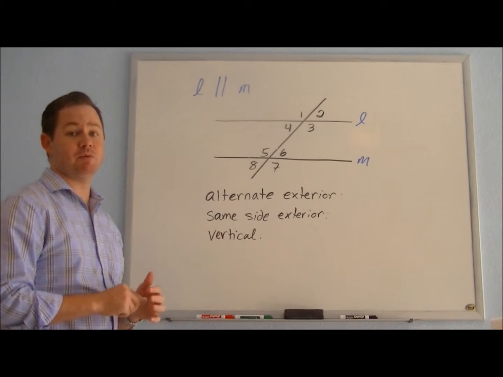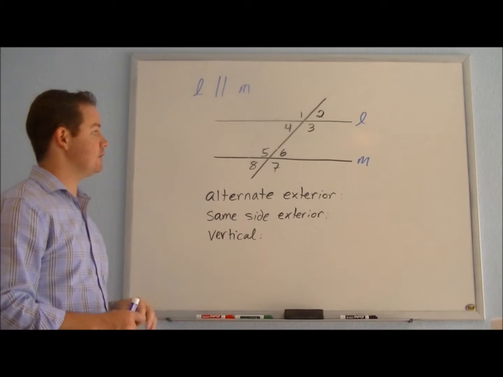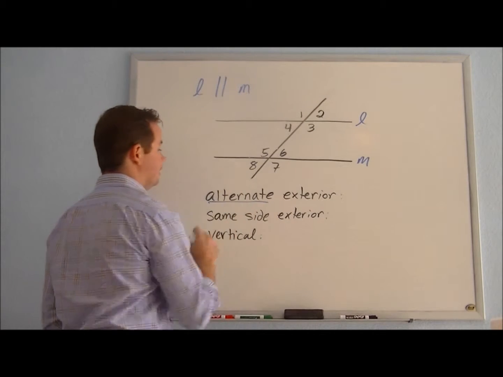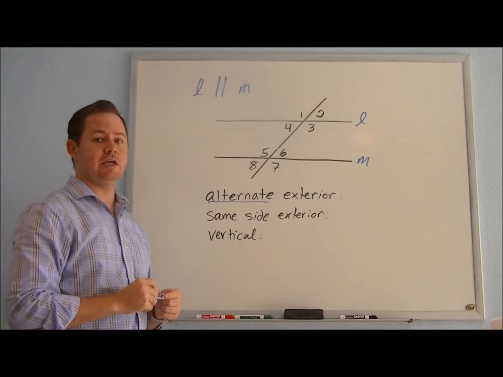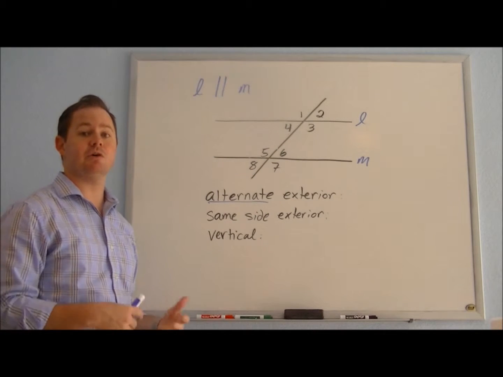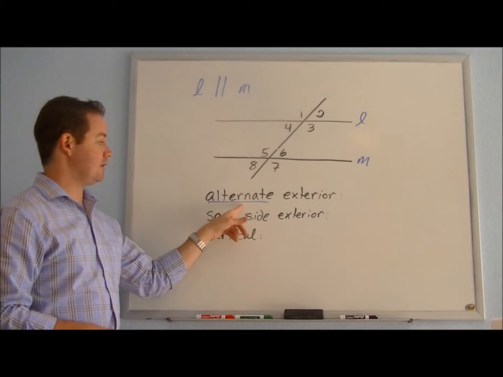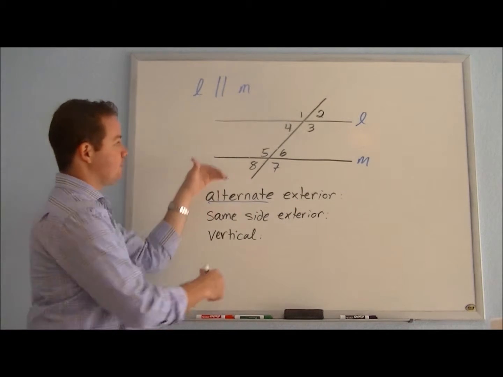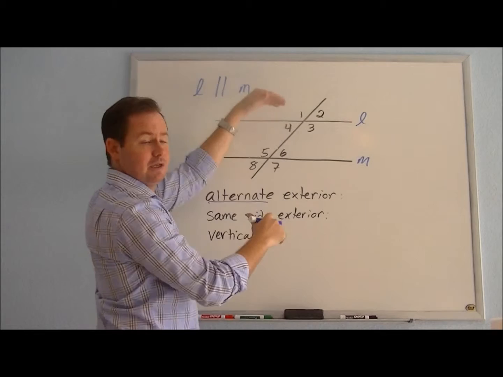If we remember from our previous lesson, with alternate interior angles, we're looking at angles that are on the alternate side of the transversal, and interior meant that the angles were inside the parallel lines. So exterior still means they'll be on alternate sides of the transversal, but exterior refers to the fact that those angles will be outside the parallel lines.